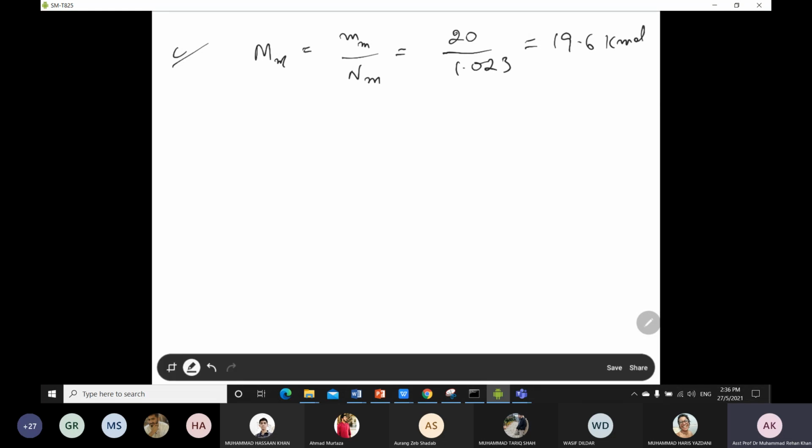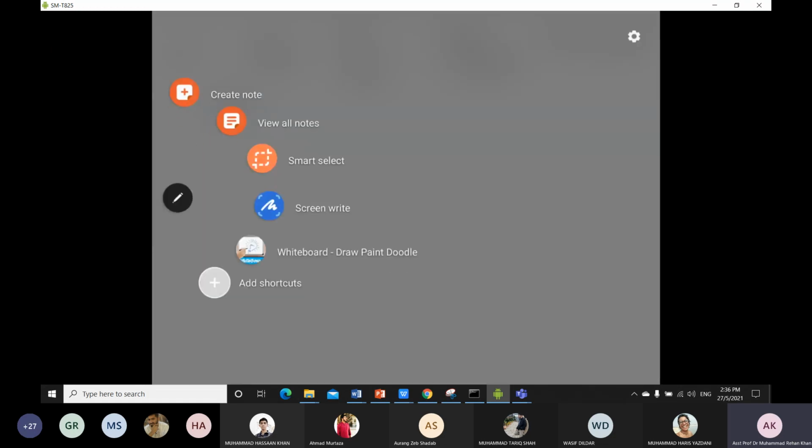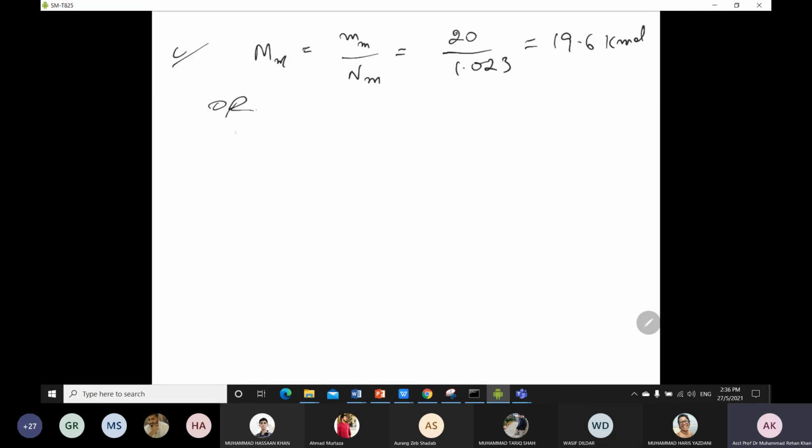So this is the solution for part C. The molar mass of the mixture can also be found from another relation. You can use the relation that the molar mass of the mixture is equal to the summation of yi, the mole fraction, times the molar mass of the individual component. If you add these terms, you will get the molar mass of the mixture, which we saw in the previous slide as well. So it is y of O2 times the molar mass of O2, plus y of N2 times the molar mass of N2, plus the mole fraction of CH4 times the molar mass of CH4.